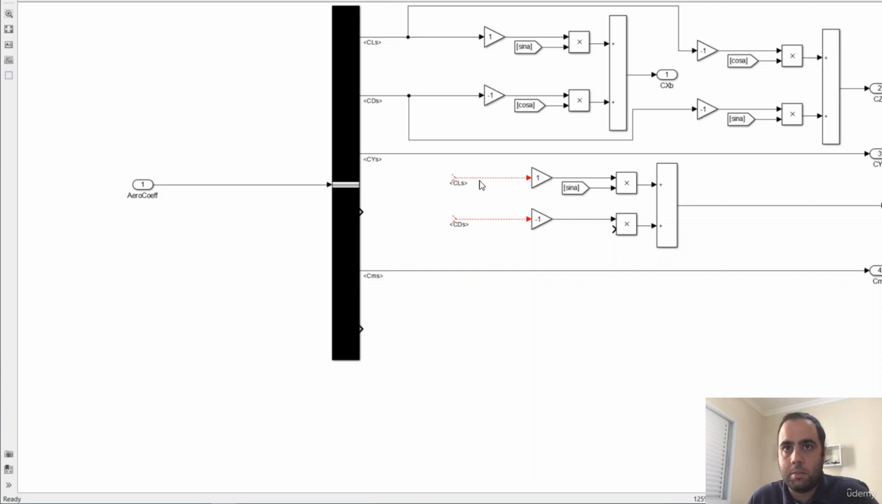CL body. So the CL body is going to be the CL stability, so this guy here, and the Cn stability. So it's going to be positive CL stability times the cosine of alpha, and here is going to be the sine of alpha, of course. So the CL body is just the CL stability times cosine of alpha minus Cn stability times the sine of alpha.